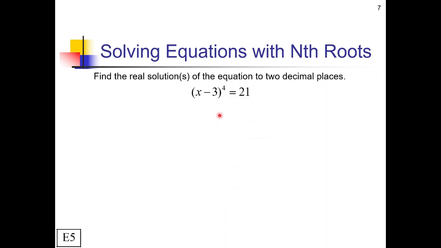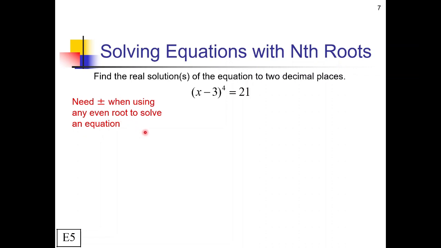For our next problem, we've got x minus 3 to the fourth equals 21. So we've done these sorts of problems before when this was a square, a 2 here instead of a 4. We're going to approach it in more or less the same way. Just a reminder from when we were solving quadratics like this: when you use a square root, a fourth root, any even root to solve an equation, you need a plus or minus.